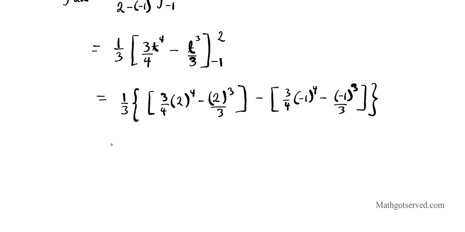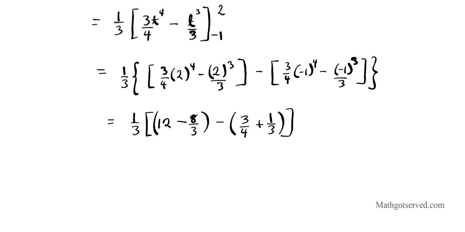All right, so let's go ahead and simplify this. It's just arithmetic from here on out. We have 1/3 times, when you simplify this, 2 times 2 times 2 times 2 is 16. 4 goes into 16 4 times, so 4 times 3 is 12, minus 2 to the third is 8, 8 over 3. And this minus over here, negative 1 to the fourth is just 1 times 3 is 3 over 4. And then negative 1 to the third is negative 1, times the negative is positive, positive 1 over 3.